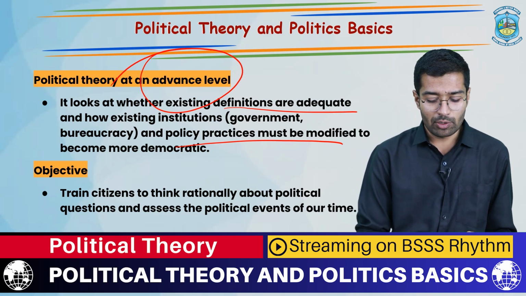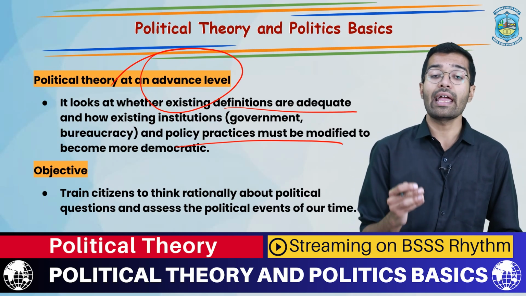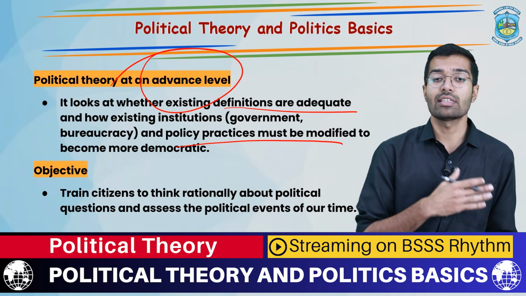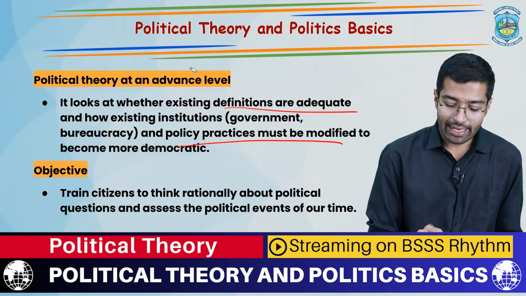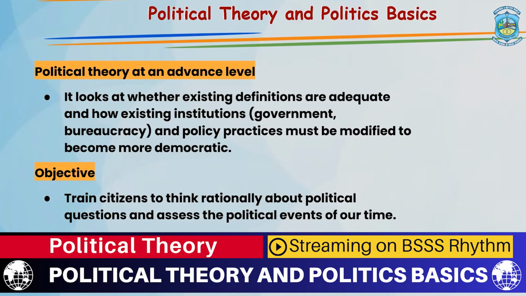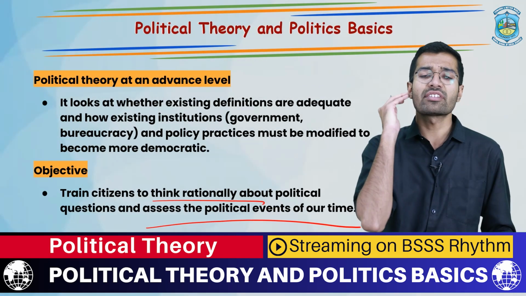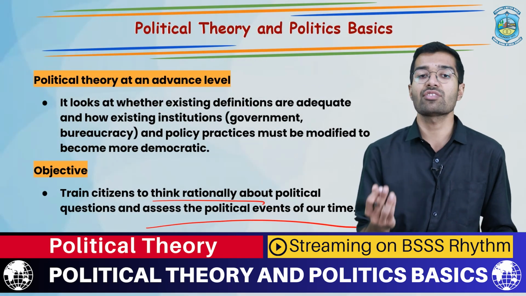So in political theory at an advanced level, we look at the traditional definitions given by political theorists and ask whether these definitions are correct or not. Now, what is the objective of political theory? To train citizens to think rationally about political questions and assess the political events of our time. The sole purpose of political theory is to train citizens to think rationally.